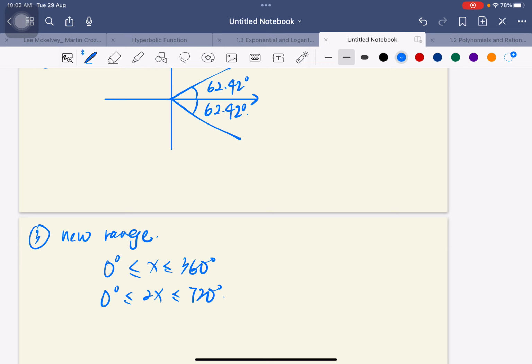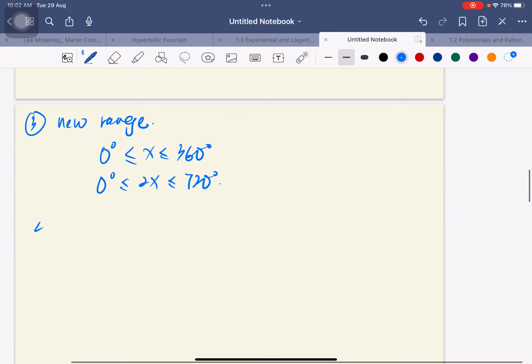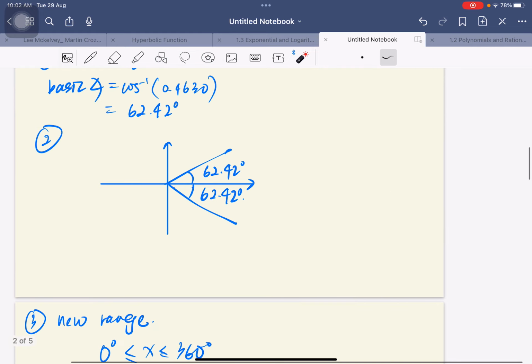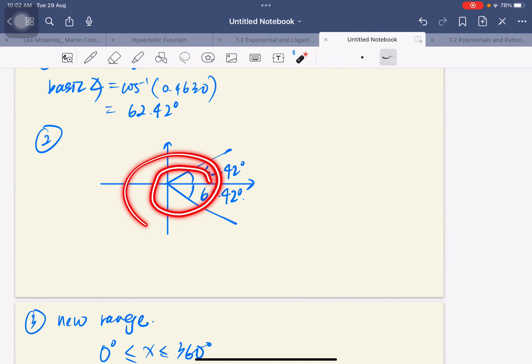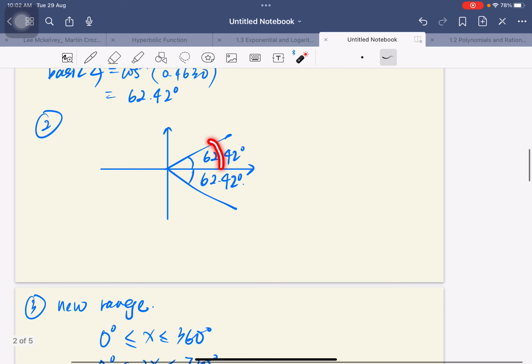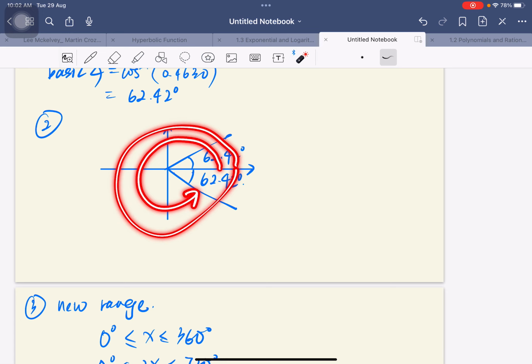And according to this, we can take more values in. Because you see, now the range is from 0 to 720. That means we can rotate 2 rounds, the range increases. So our first solution that satisfies the range is 62.42. The second one is this, 360, which is one circle, minus 62.42.